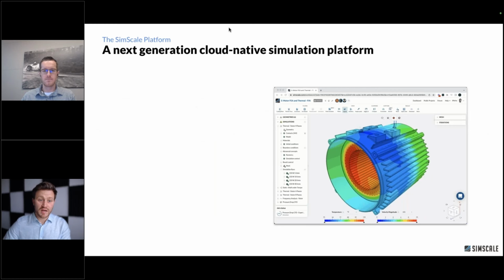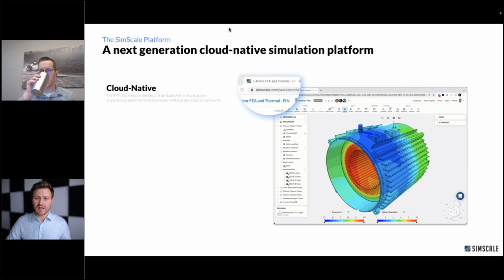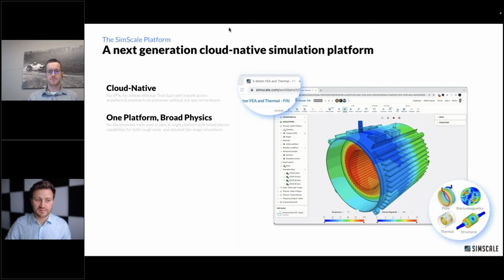Okay, so if you don't know SimScale already, I'll just give you a very brief introduction to what we do and what makes us different. SimScale provides a next generation cloud native simulation platform. What this means is we have everything available directly through a web browser. All you need to access SimScale is a web browser connected to the internet. There's no management of local infrastructure, hardware, or software. All of that is taken care of.